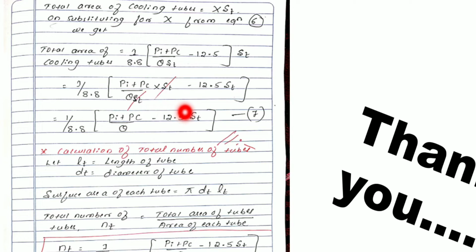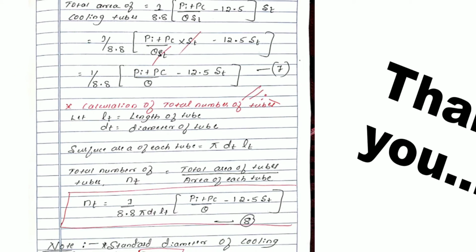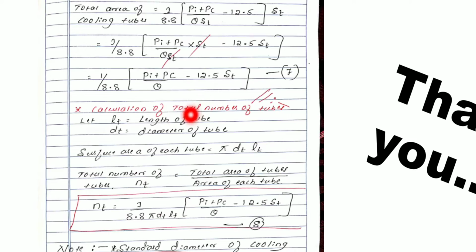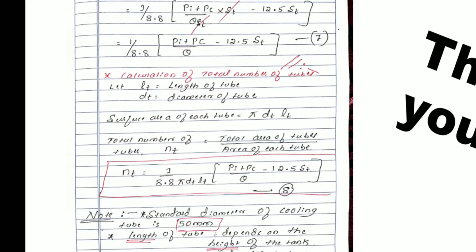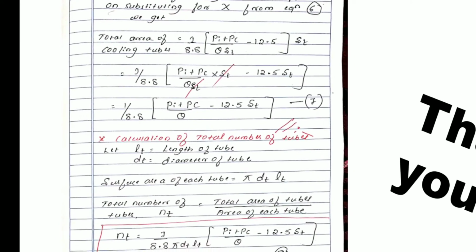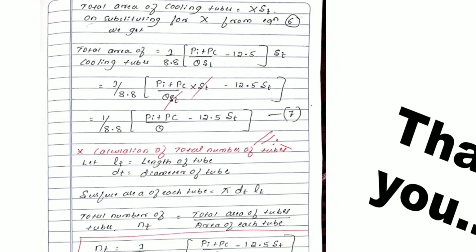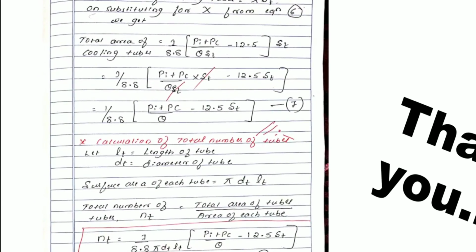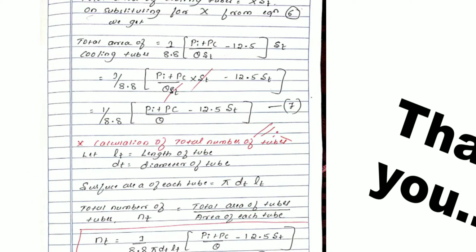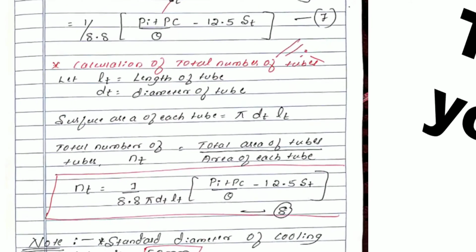It is going to give the total area, but in that particular area, how many tubes are there? So how are we going to calculate that? The total area of the cooling tubes we can calculate by equation number 7, but in that area how many cooling tubes are there? That calculation is going to be done with the help of the following procedure.